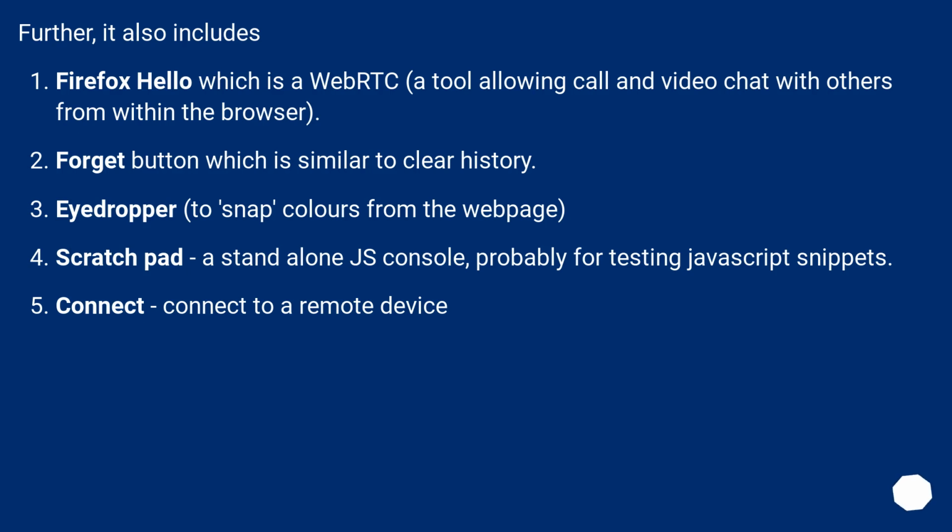Further, it also includes Firefox Hello, which is a WebRTC tool allowing call and video chat with others from within the browser. Forget button, which is similar to Clear History. Eyedropper, to snap colors from the web page. Scratchpad, a standalone JS console, probably for testing JavaScript snippets. Connect to a remote device.